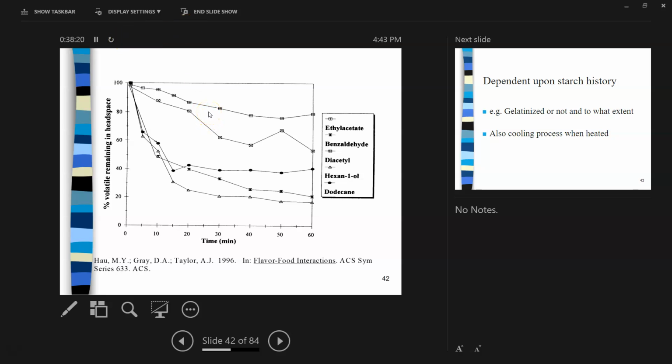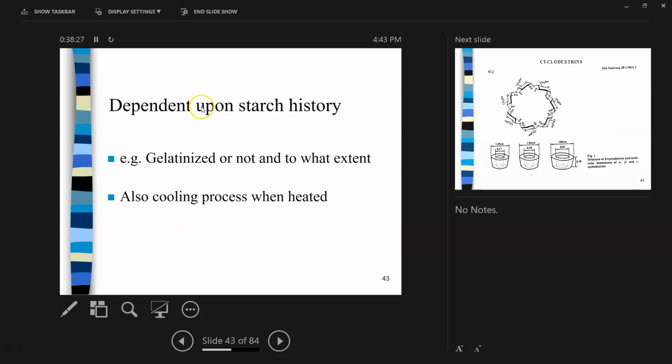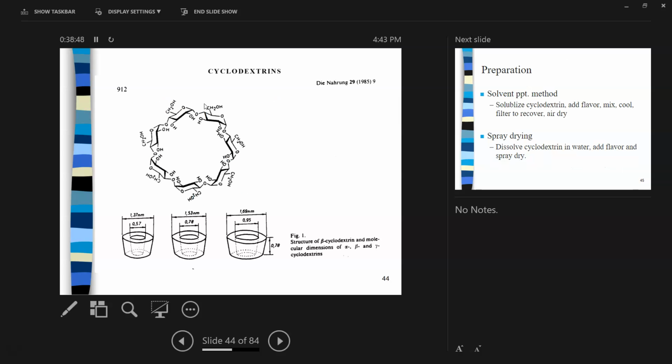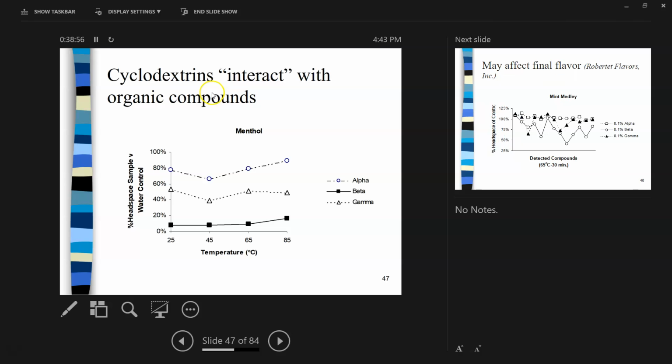That dodecane, that's not a flavor compound. The rest of them are. There was just an interest in what happens with a real hydrocarbon, a really non-polar material. And so again, how much a flavor reacts and how it reacts depends upon the starch history. So it depends upon the starch itself, the amylose-amylopectin blend. It depends upon the granules, the structure. Is it gelatinized? Isn't it gelatinized? What kind of cooling process does it go through as well? And so again, starch, very reactive. I think we've said enough about cyclodextrins, so we're going to go ahead and skip these.